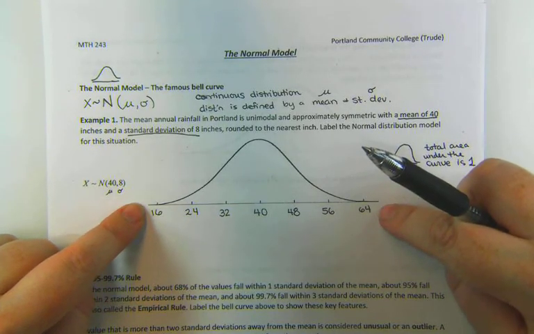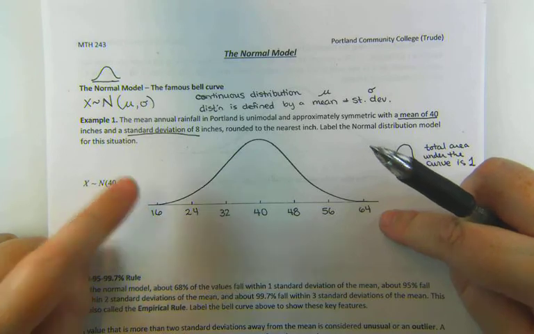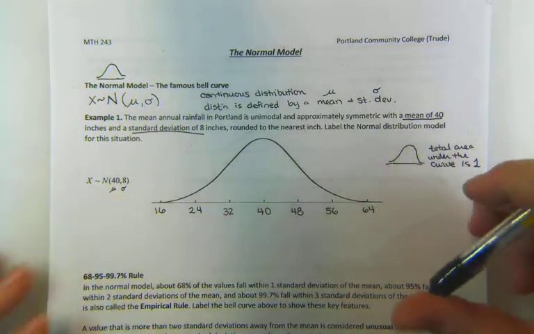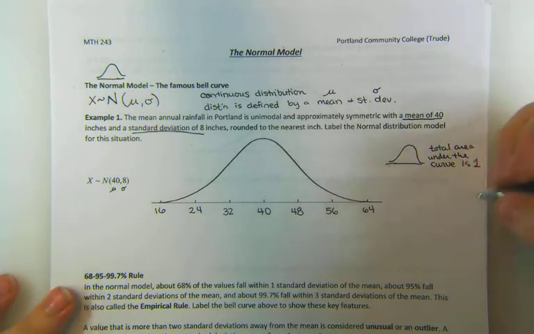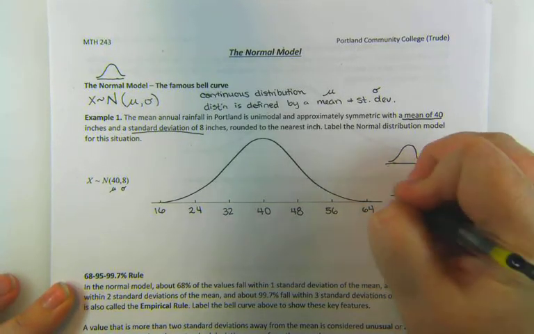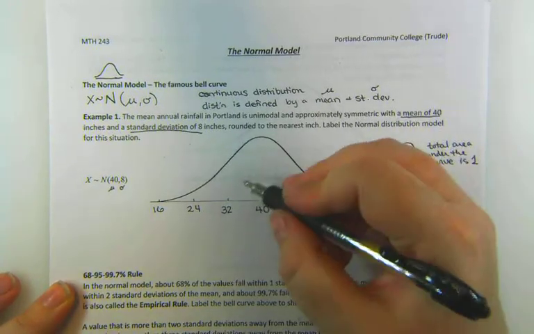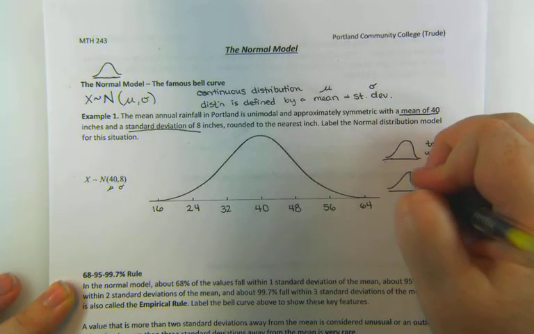And what this brings through is the idea of probability. There's a 100% chance of landing under this curve, which is basically saying, given all the possible annual rainfall values, there's a 100% chance Portland had something occur.